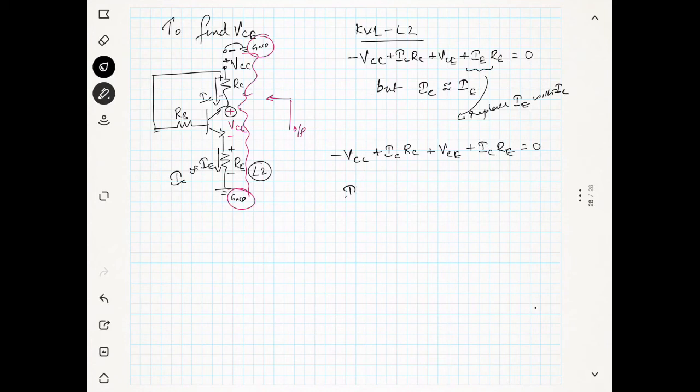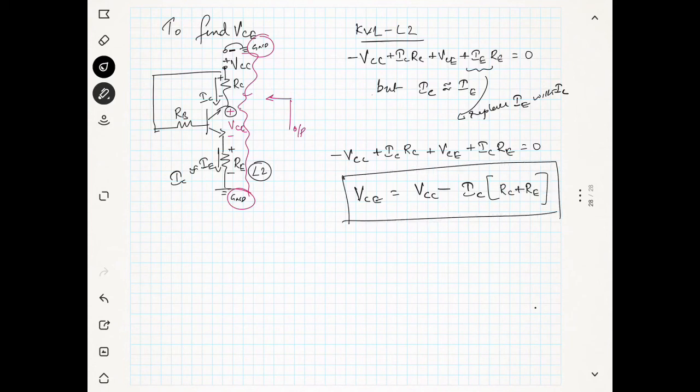So what is this IC? Not IC, we are going to find VCE. So we have VCE, which is equal to VCC minus IC into RC plus RE. So this is the equation.